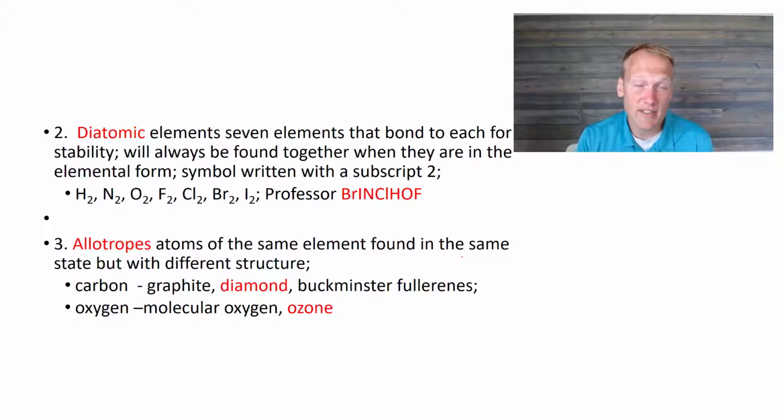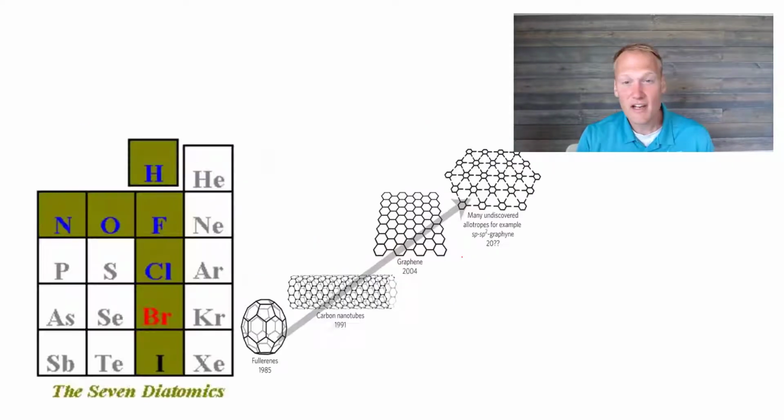Another type of element would be something called an allotrope. An allotrope is when the same element can make different types of organizations or different types of structures. So for instance, carbon can form graphite, but it can also form diamond and other things called Buckminster fullerenes, which we won't get too far into. Oxygen can make O2 or ozone. So there are certain elements that can make different types of molecules only using that one element. Those are called allotropes.